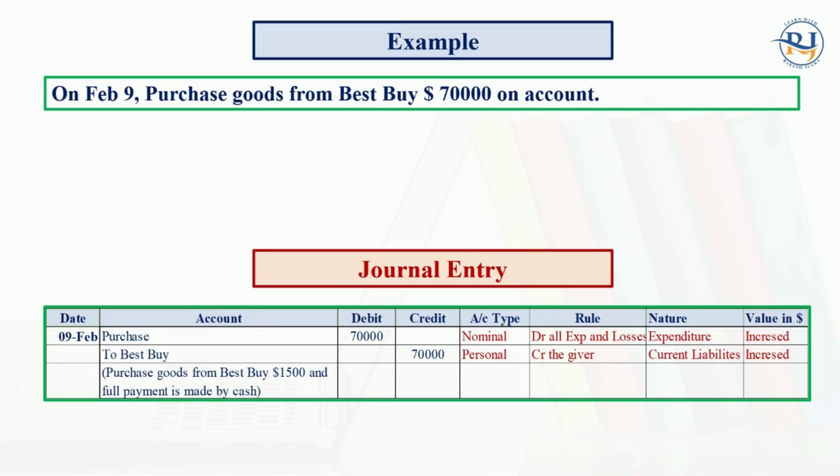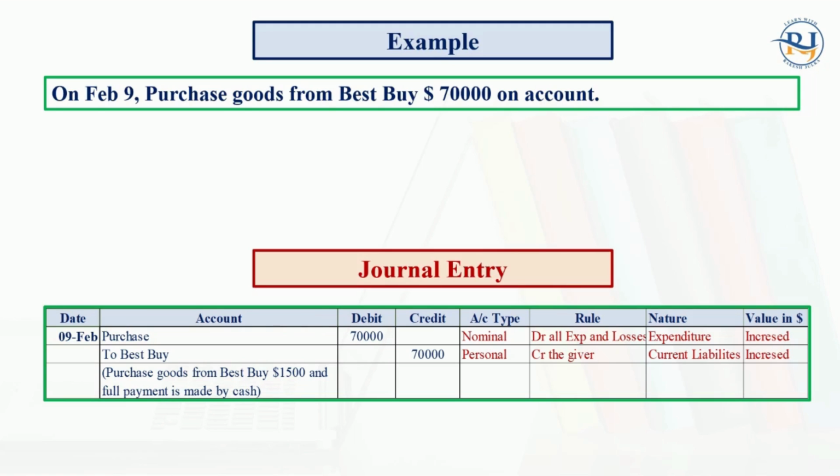We want to put the name in our books of accounts so that in future we should know how much payment is due to other parties, to the creditors of the company. Now, purchase account debit to Best Buy. This will be the transaction. This will be the journal entry on the basis of the transaction.